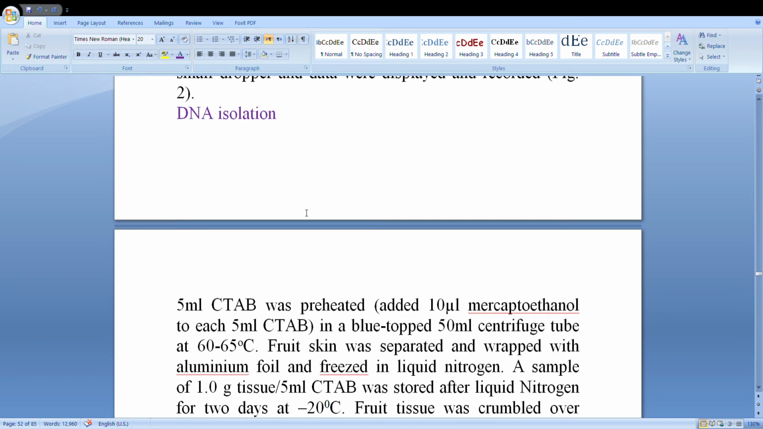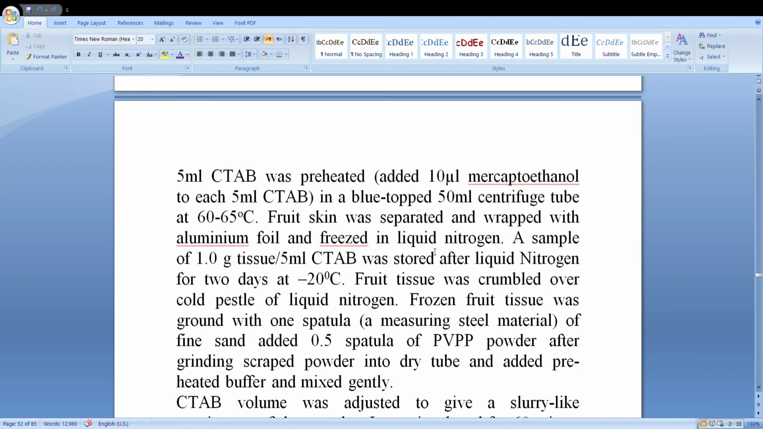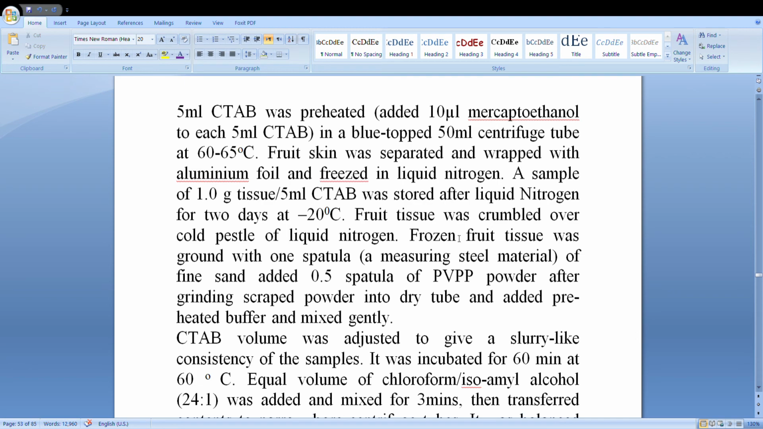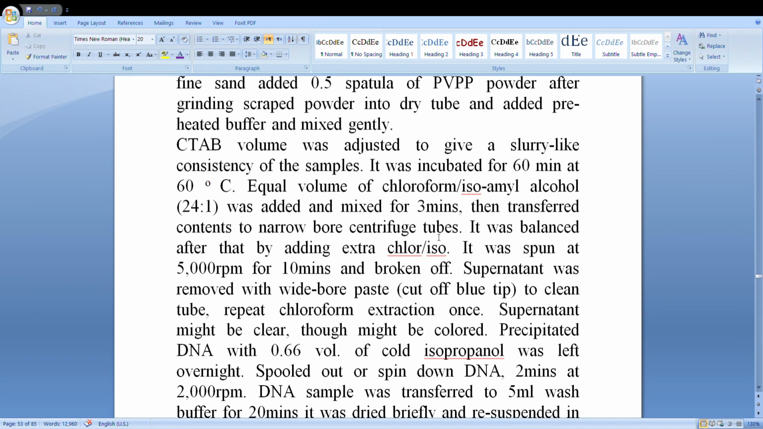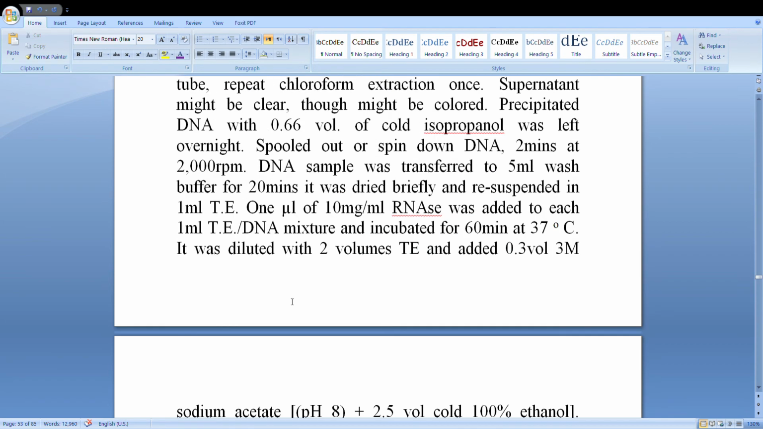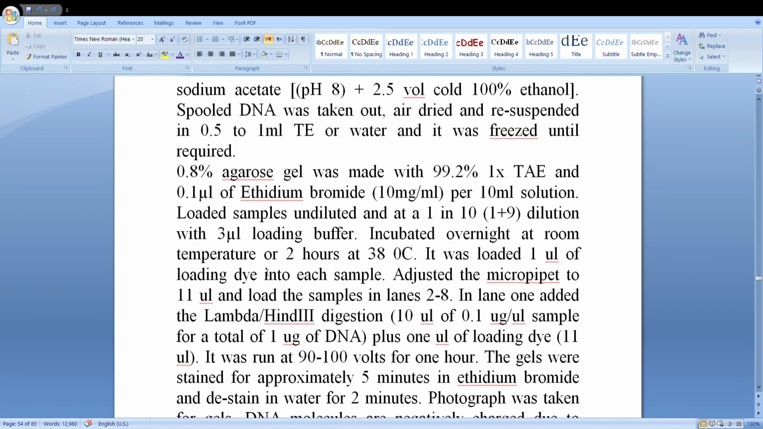Yes, DNA isolations. We did a DNA isolation by the CTAB technique. We use different volumes, and here you can see we use chloroform and isoamyl alcohol. These techniques are very easy. We use 0.8% agar gel, 99.2% water, and 0.1 microliter of ethidium bromide. This is important to complete the DNA isolations.